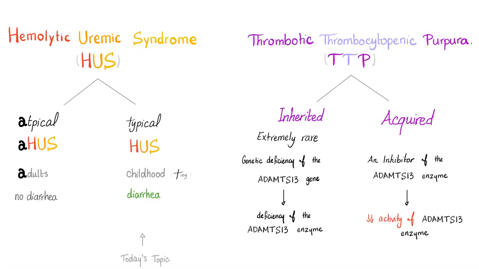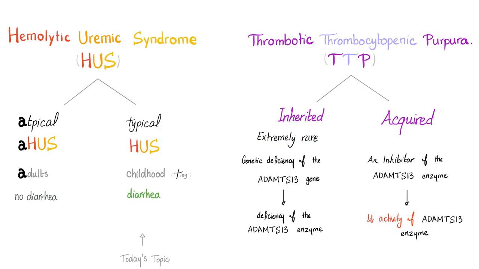Hemolytic uremic syndrome is divided into atypical HUS and typical HUS. In today's video, we are talking about typical HUS, which is childhood, which has bloody diarrhea. Thrombotic thrombocytopenic purpura has inherited type and acquired type.